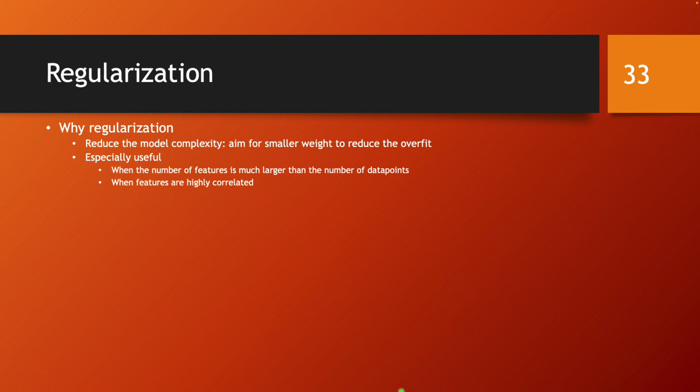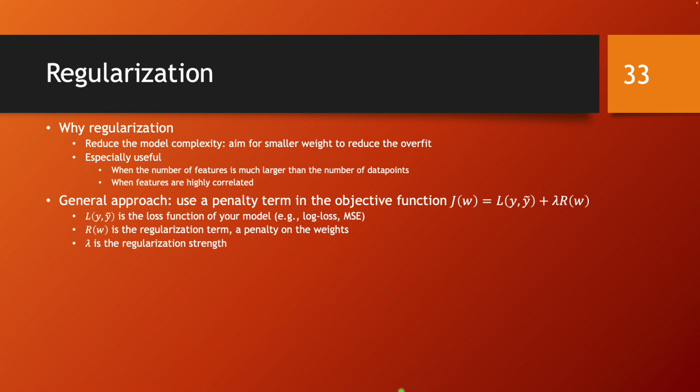Regularization for linear models works by reducing the weights in the model to reduce the overfit. And that's especially useful when the number of features is much larger than the number of data points, or, for example, when the features are highly correlated. And the general approach is that you use a penalty term in the objective function. So in addition to what we normally have in linear models by looking at the loss function, you add this extra term where R(W) is some sort of a regularization term, and I give some examples in just a moment.